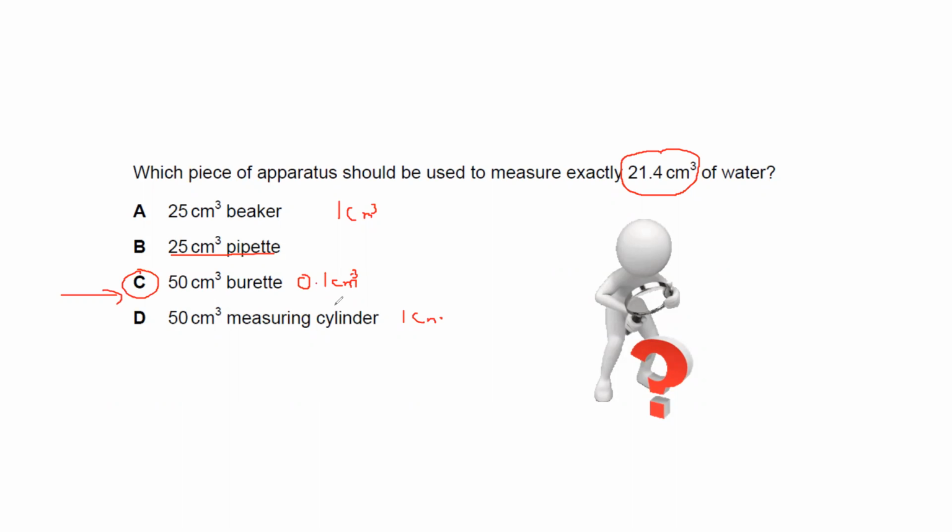All these 0.1 decimal places can accurately be measured by a burette. If we want to measure a large volume, we normally use a beaker and a measuring cylinder. If we want to measure it accurately to 0.1 cm cube, we use a burette. So C is the right answer for this. Is it clear to everyone?